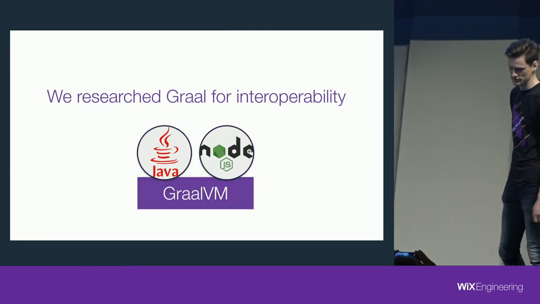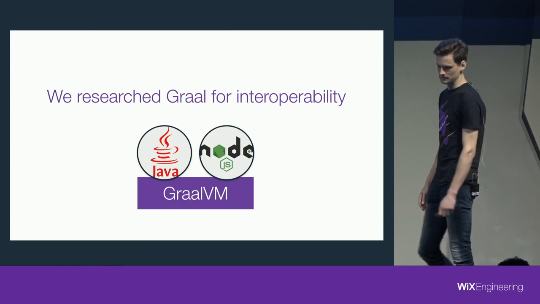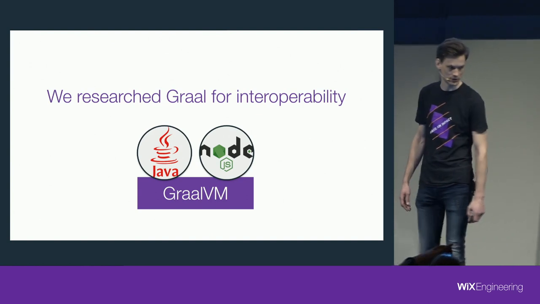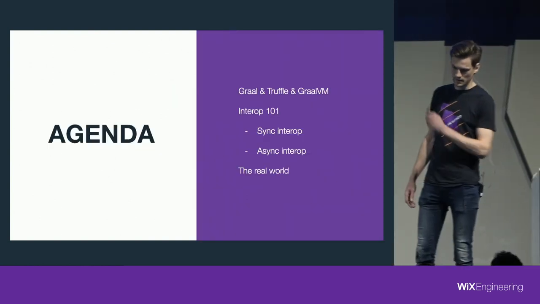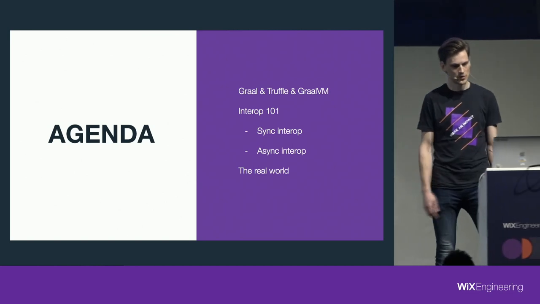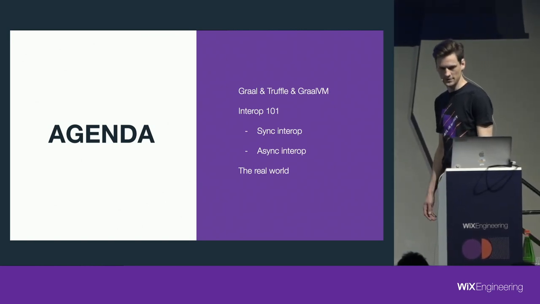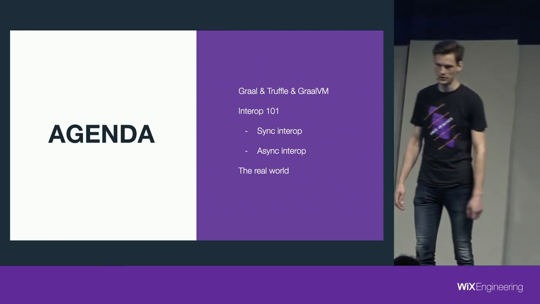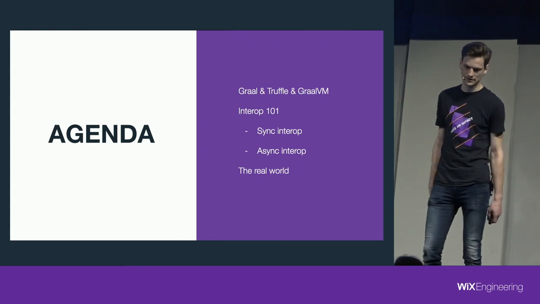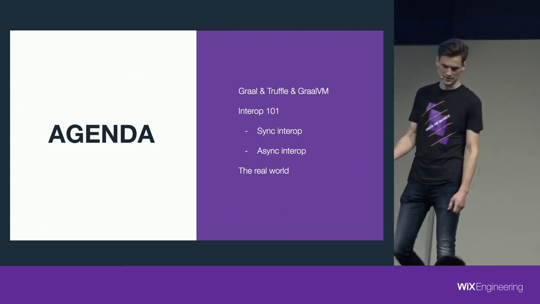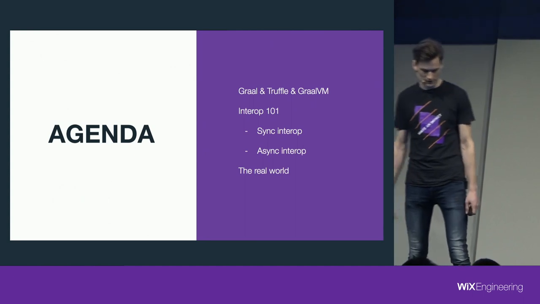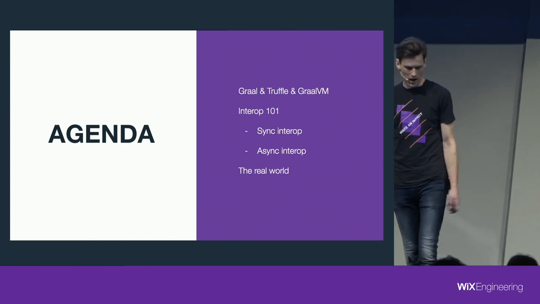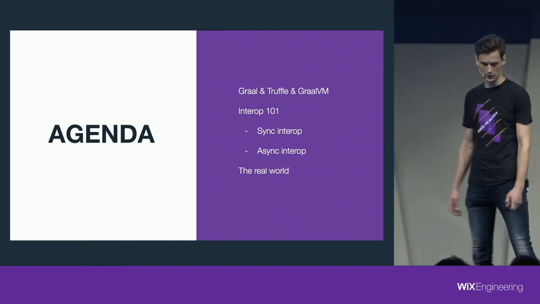So what we did, we researched GraalVM for interoperability between Java and Node.js. The agenda for this talk is, first of all, we'll get to know the components responsible for this, that is Graal, Truffle, and GraalVM. And then we'll look at some basic interop examples, and then we'll try to use a synchronous, like a blocking, Java library from Node, and then an asynchronous library from Node. And then we'll look at how we could use this in the real world and what that would look like.